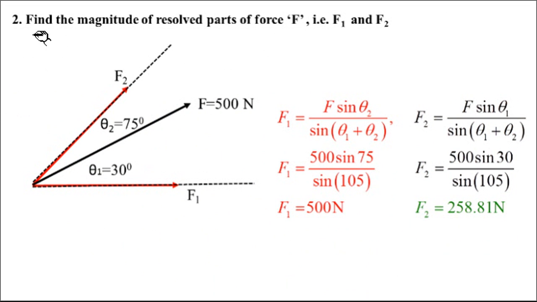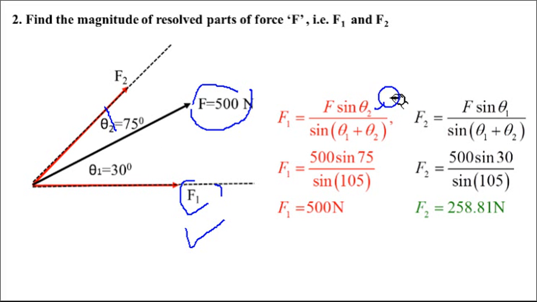Now then second one. Find the magnitude of resolved part force F, that is F1 and F2. So here F1 and F2 are to be known. F is given as 500, angle theta 1, theta 2 both are mentioned. Now it is just application of equations. If I want to know F1, F1 is equal to F sine of theta 2 divided by sine of theta 1 plus theta 2. After solving this, I will get F1 as 500 Newton.